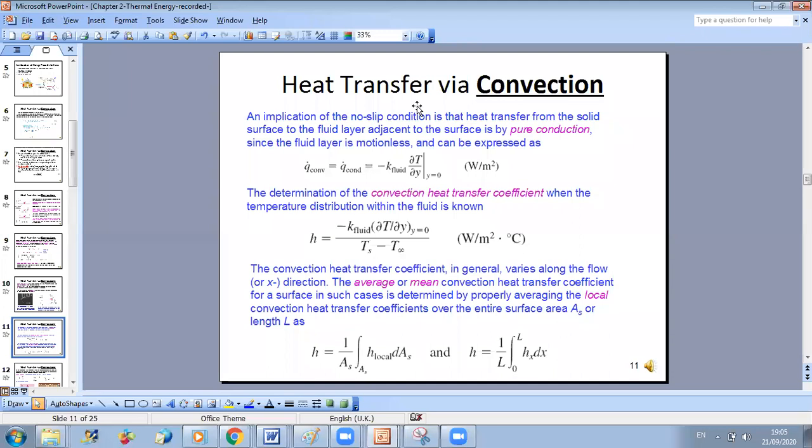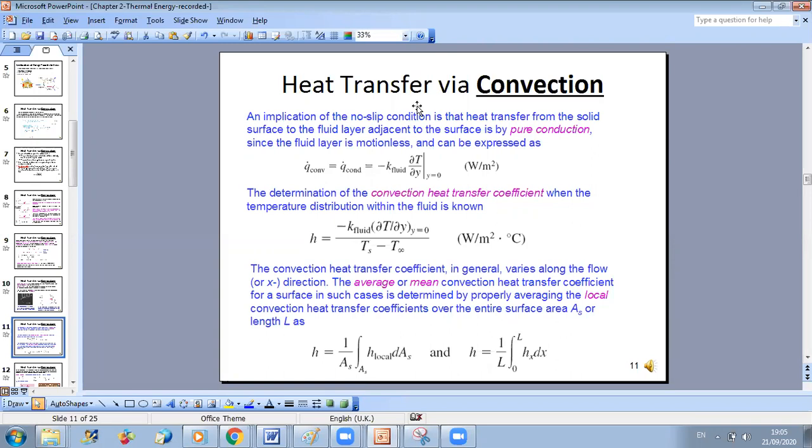Why do we say this? Because due to the no-slip condition, at the level of the surface, the fluid particles in contact with the surface will have a velocity of 0. So you will have a small layer of fluid that is motionless. It's not moving. And we said that when we have a layer of fluid that is not moving, heat is transferred in this layer by conduction, okay? This is why we say that at the first level, at the contact between the surface and the fluid, we have a heat flux by conduction.